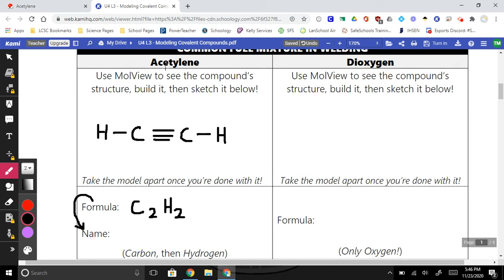Okay, so we might call this acetylene as a common name, but if we wanted a technical name for this, this would be di for 2, dicarbon. Di 2 hydride.